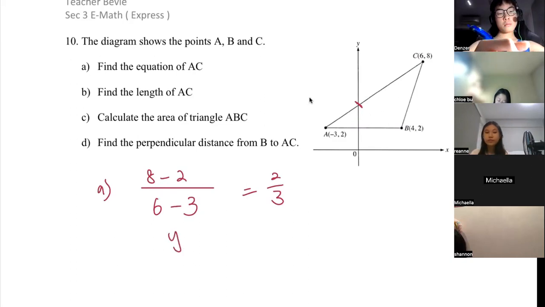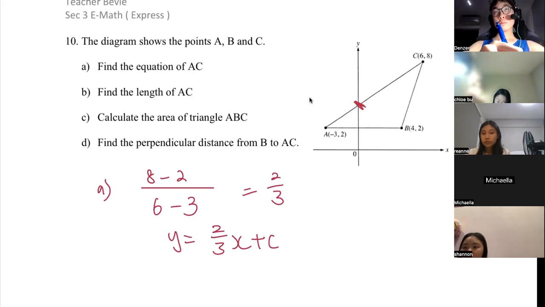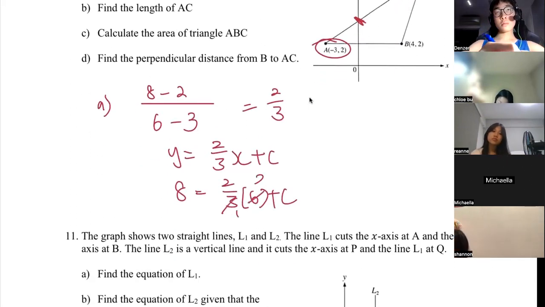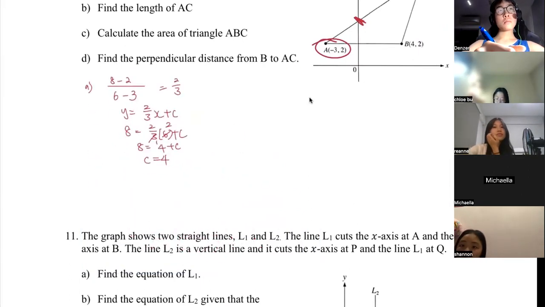Okay, then after that, y equals to mx plus c. This c value over here, we don't know what it is, unfortunately. So how do we do it? We have to sub in either A or C coordinates in. I sub in C. So 8 equals to 4 plus c. C is equal to 4. Therefore my equation is y equals to 2/3 x plus 4, like this.